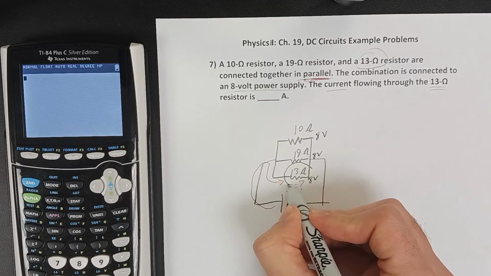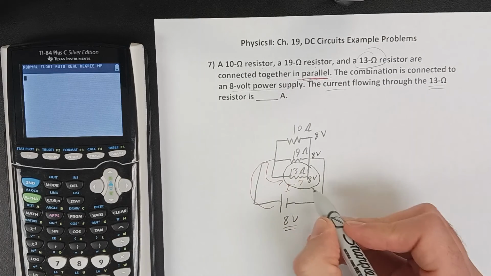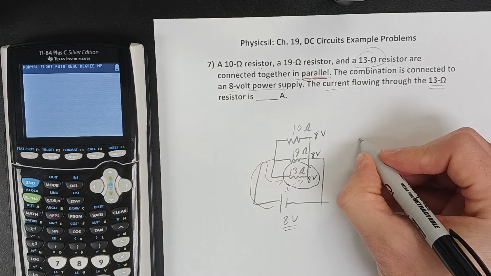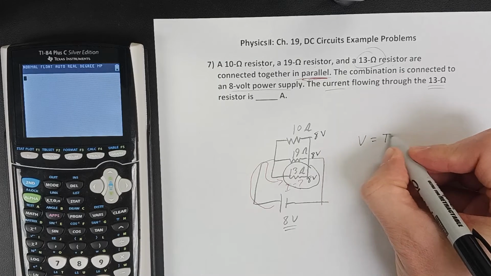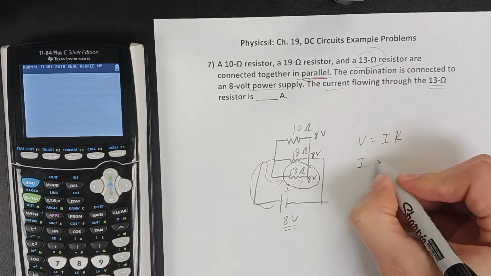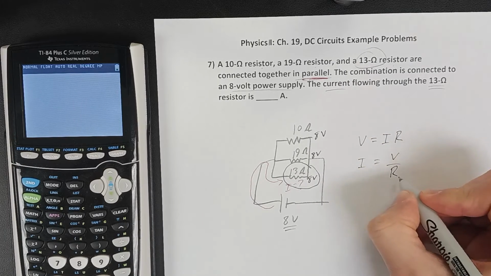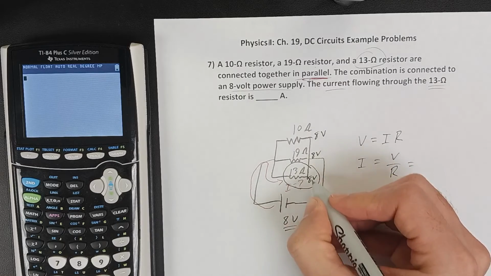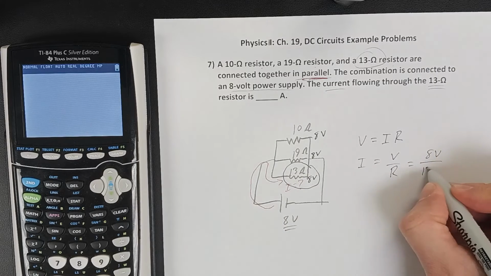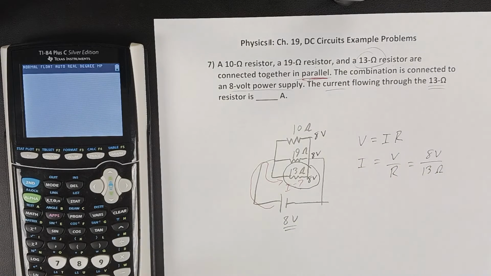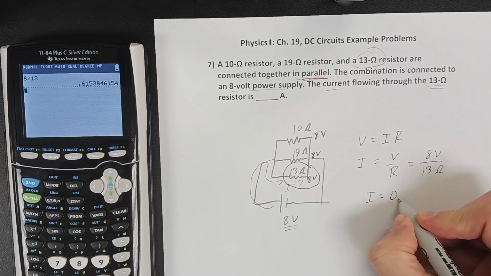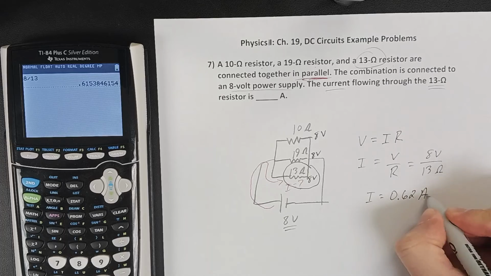So then we already know the resistance and the voltage for this. We don't need to do any extra steps. We can just say that Ohm's law will tell us that voltage is current times resistance. And so the current must equal the voltage divided by the resistance. And so because we know that we get 8 volts applied to this 13 ohm resistor, 8 over 13 is, we get a current of 0.62 amps.